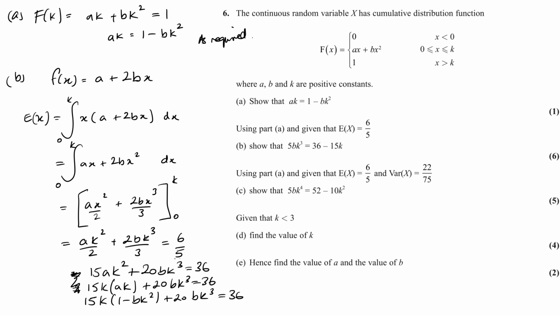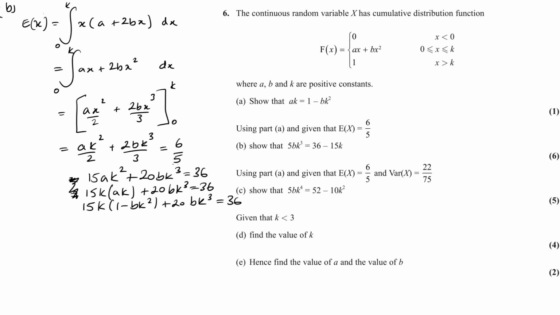I'll just make a little more room. That's better. So expand these. So we've got 15k minus 15bk cubed plus 20bk cubed equals 36. We're getting somewhere now. 15k plus 5bk cubed equals 36. And to get it in the form they want it, we'd have 5bk cubed equals 36 minus 15k. And that is done.